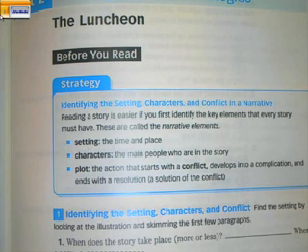Strategy. Identifying the settings, characters, and conflict in a narrative text. Reading a story is easier if you first identify the key elements that every story must have. These are called the narrative elements. So we have 3 main elements, and probably you are taking a literature course these days, and maybe you know better than me because my specialization is not literature. I am a linguist. So we have the setting, the characters, and the plot. The setting is the time and place of the story. Characters, the people who are acting in the story. The plot. The plot is the main conflict of the story.